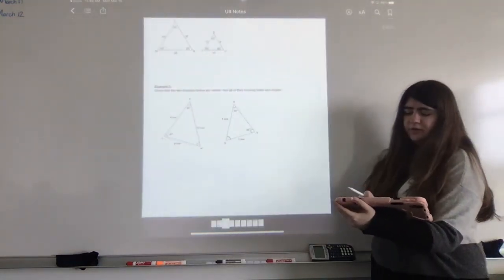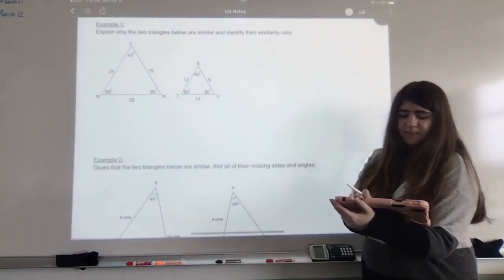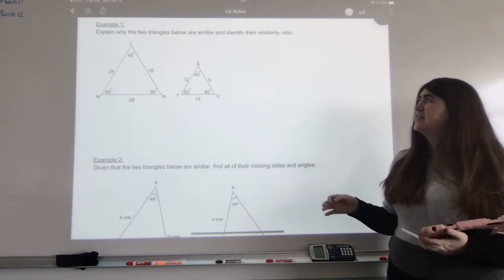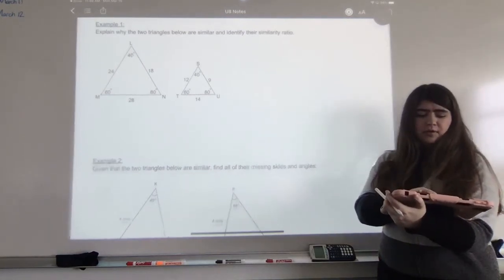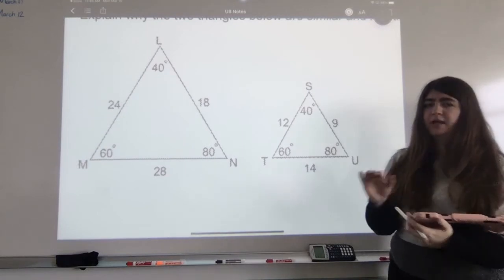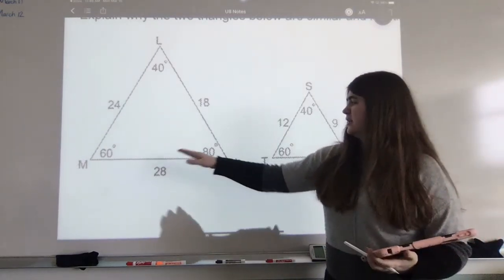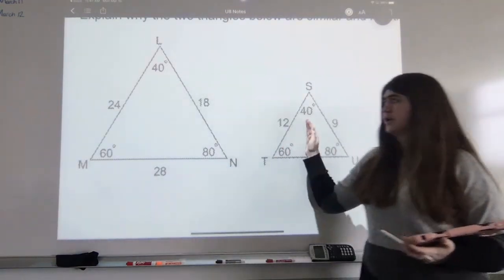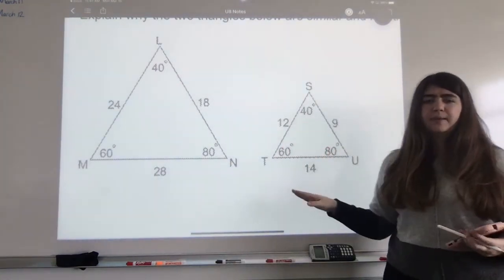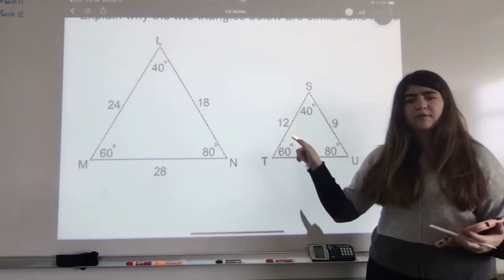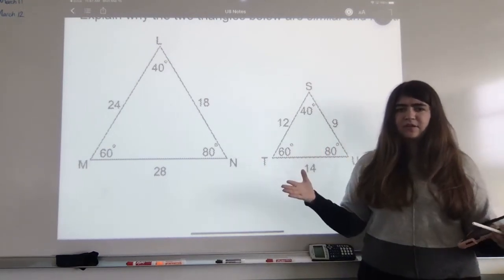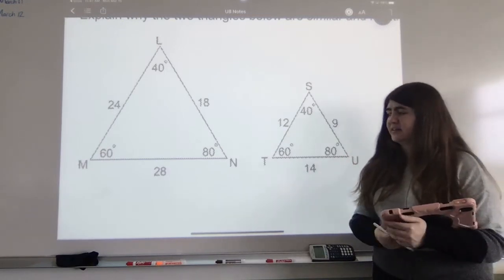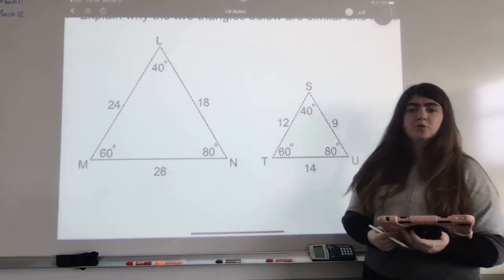All right, so let's take a look at some examples. Example 1: explain why the two triangles below are similar and identify their similarity ratio. So if we zoom in on these triangles here, we have 60, 60, 80, 80, 40, 40. Those triangles all have the same angles. That checks one of our requirements. Shapes have to have the same angles. Next, we have to check to see if these have corresponding sides or the same similarity ratio between the sides.